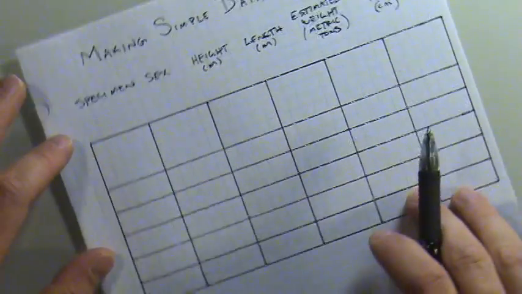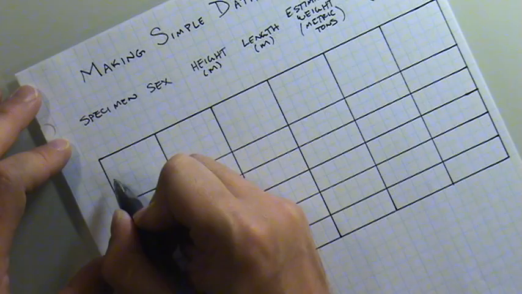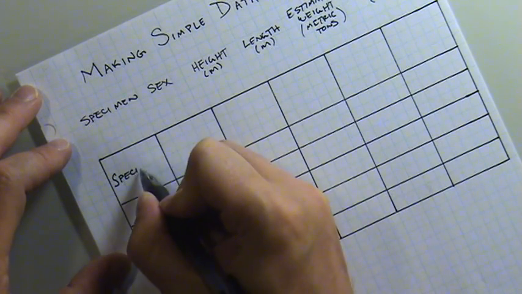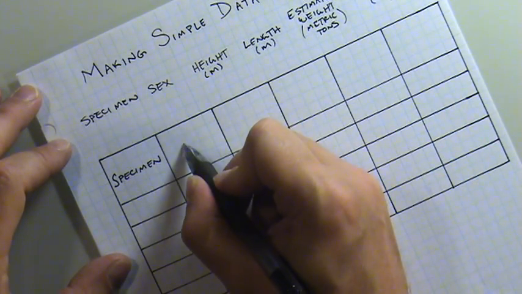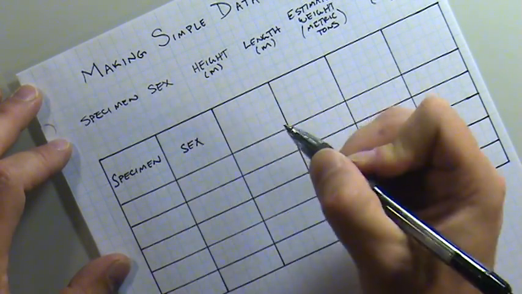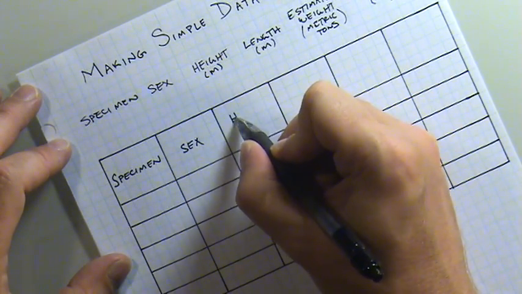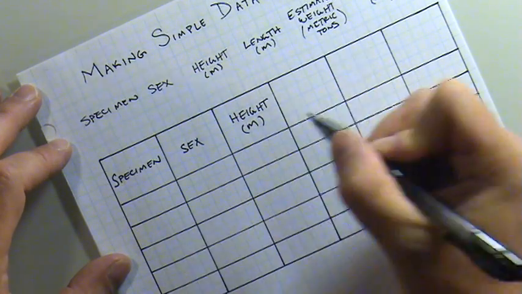So when I write the word specimen, for example, I have 4 blocks. I'm going to put it right on the middle of the middle 2 blocks. Same thing with this word. Since this is a pretty small word, I'll start closer to the middle. For height, I'm going to go up a block. So that's going to be height. And that will be in units of meters.